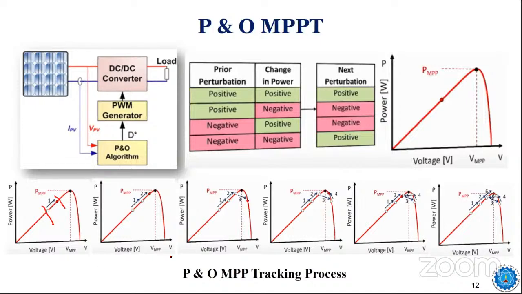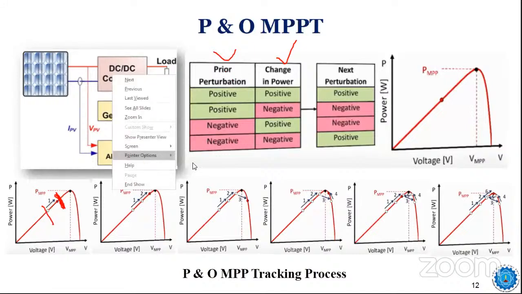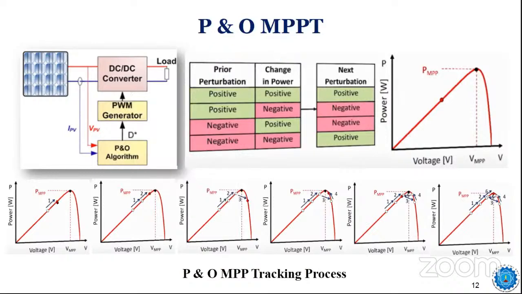So what is happening at this point now? When it reaches a new point, it will see whether the change in power, change in voltage or prior perturbation, both are positive or not. So as you can see, I will clearly highlight here. At this new point, you can see this is the voltage, this is the power. And the old point is this. So this is the voltage, this is the power.